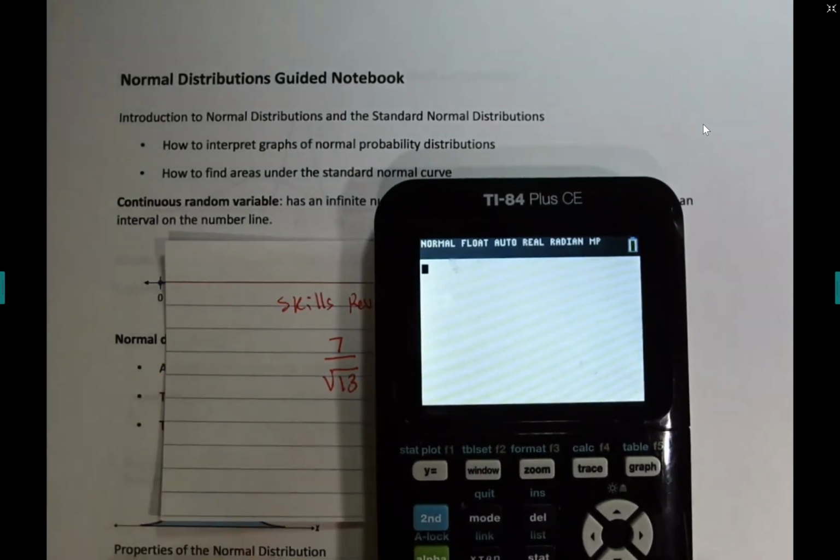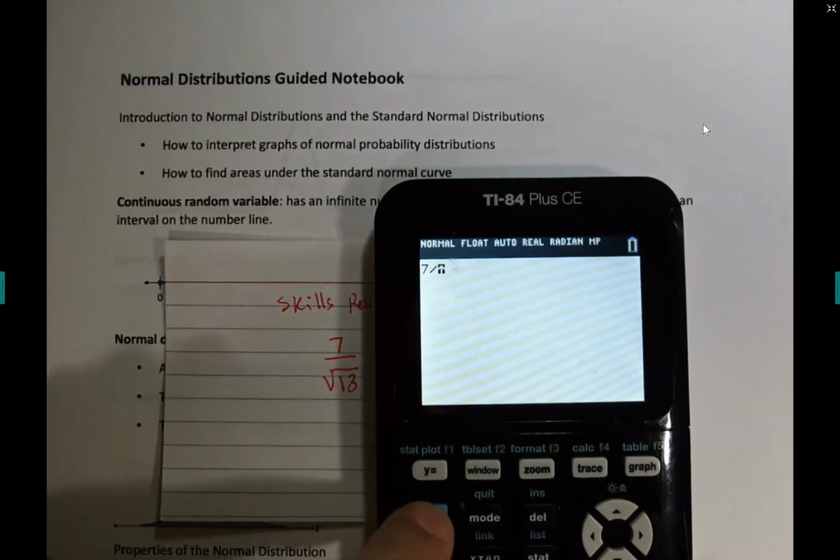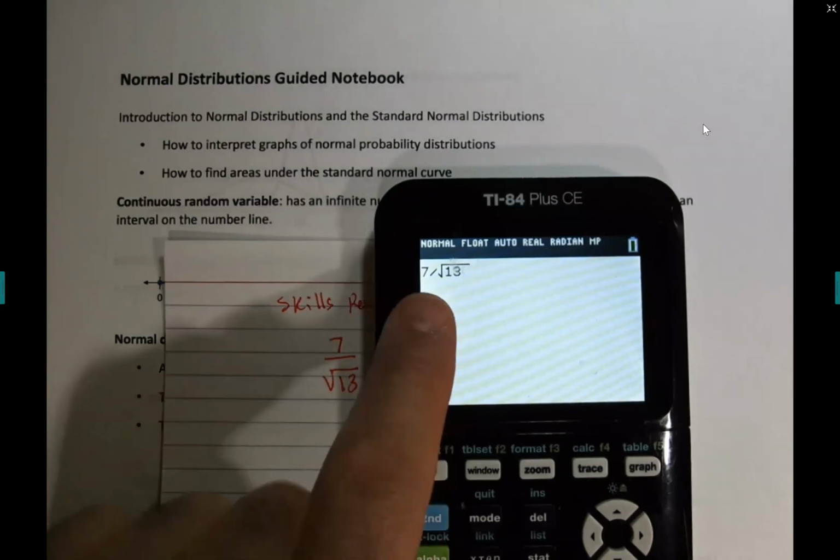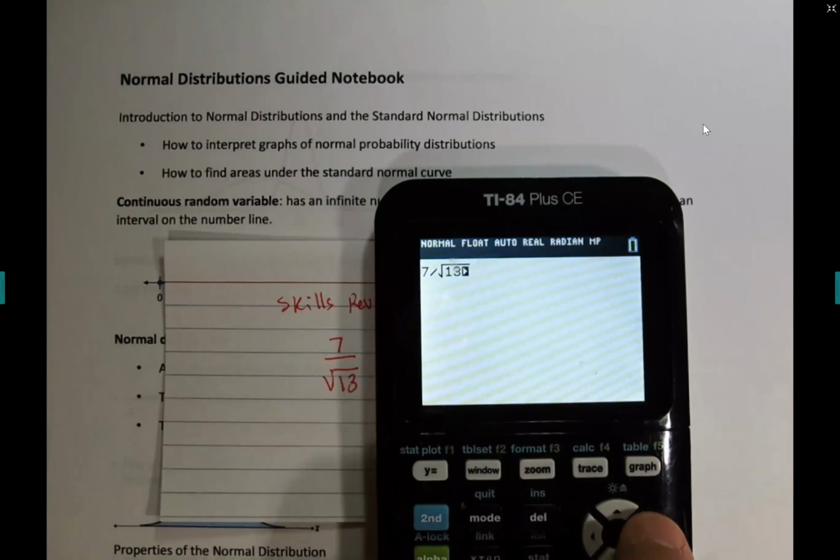You do 7, and you can try it with me, divided by square root. You have to press the second key and the x squared and put square root of 13. To exit out of the square root, guys, this is what you do right here. And then hit enter.